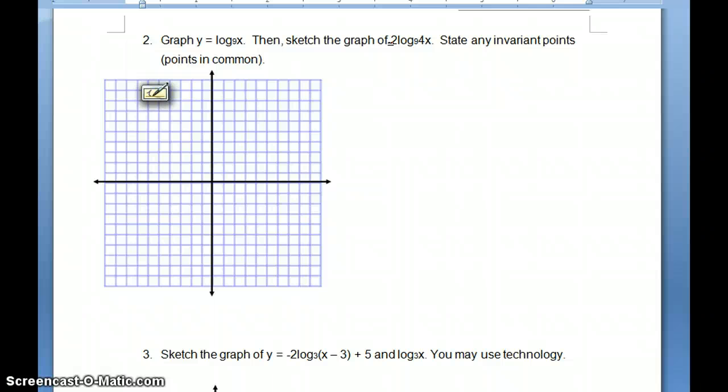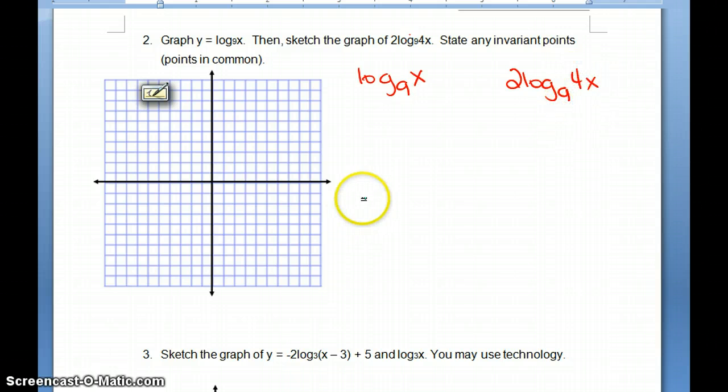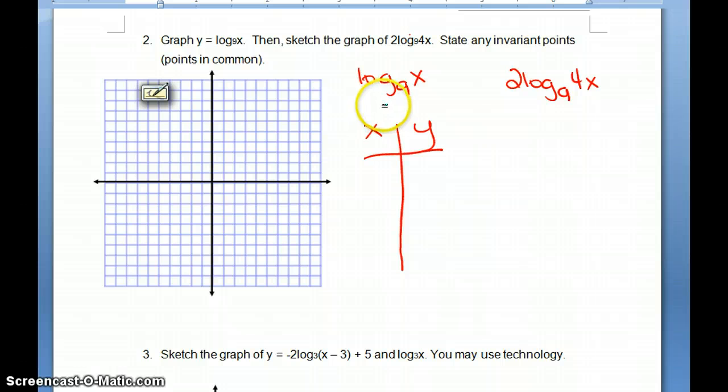Okay, so for this one we're going to create 2 tables of values. For our first one we're going to be looking at log 9 of x, and the other one we're going to be looking at 2 log 9 of 4x. So let's just look at log 9 of x. If we change it into exponential form, we have 9^y is equal to x. With that one, we're going to be choosing those y values. So we're going to have -2, -1, 0, 1, and 2, sorry. And for those, we're going to plug those values in.